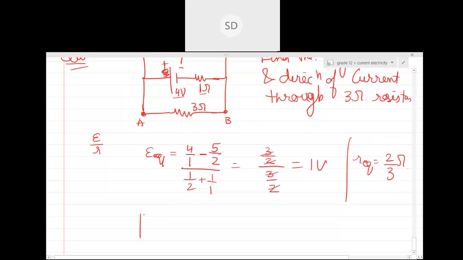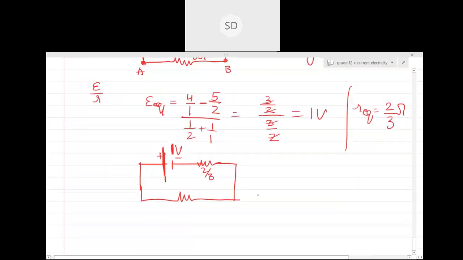Now, what will the circuit become? In the direction of 4, we'll just draw this 1 volt battery. And what is the equivalent resistance? 2 by 3. And what is the 3 ohm? Can you see the whole circuit becomes like this? Now, what is the net resistance? 3 ohm and 2 by 3 in series. So it will be 3 plus 2 by 3, which is 11 by 3 ohm.